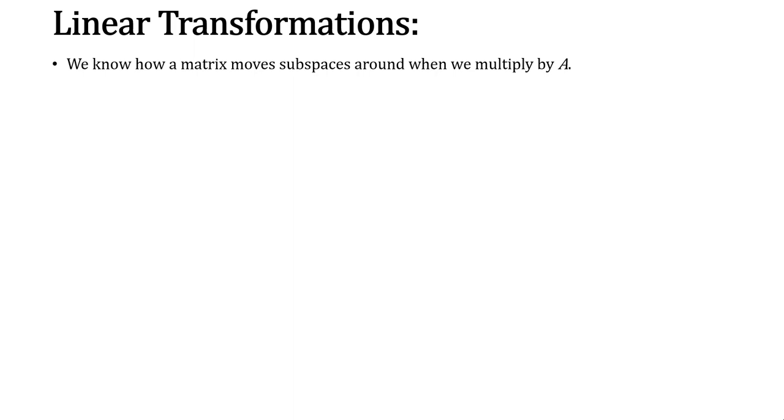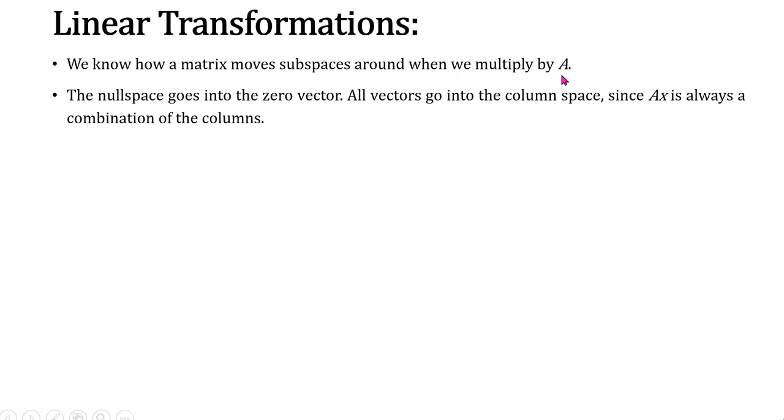We know that a matrix moves subspaces around when we multiply by a matrix A. The null space goes into the zero vector, and all vectors go into the column space, since AX is always a combination of columns.